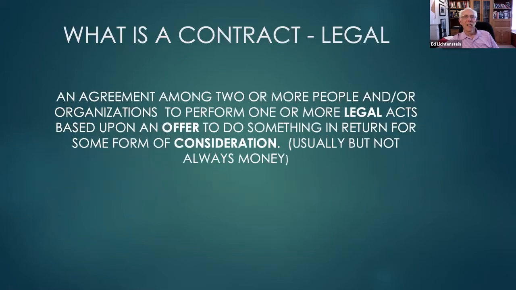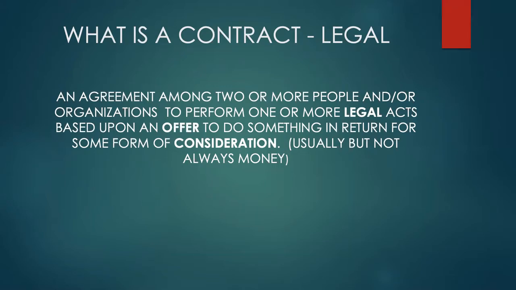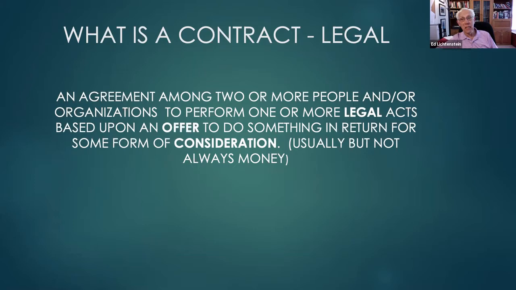First of all, what's a contract? We can't start any more basic than that. It's an agreement among two or more people or organizations. Because organizations, your business can make a contract. It's an agreement to do one or more legal acts. You cannot make a contract for something that's illegal. It's not enforceable.